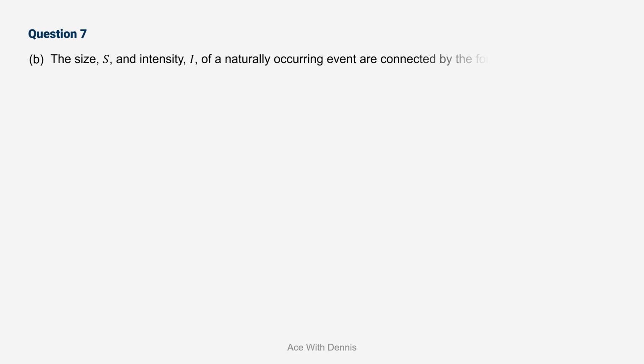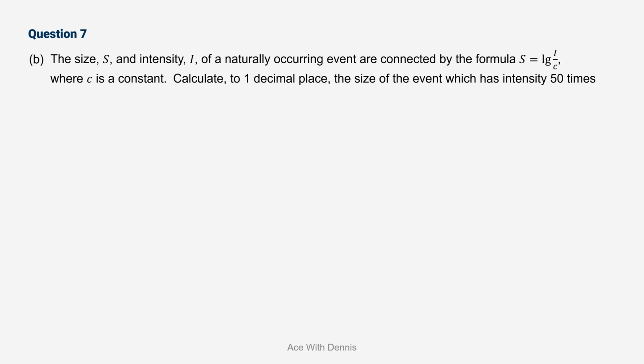B. The size S and intensity I of a naturally occurring event are connected by the formula S equals log I over C, where C is a constant. Calculate to 1 decimal place the size of the event which has intensity 50 times that of an event of size 2.4, 4 marks. So by looking at the formula given, S equals log I over C, we have an unknown constant C here. Given that we need to find the size of the event which has intensity 50 times that of the event of size 2.4.